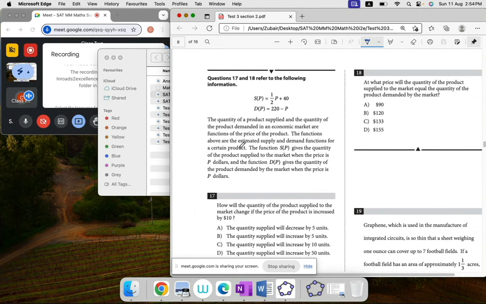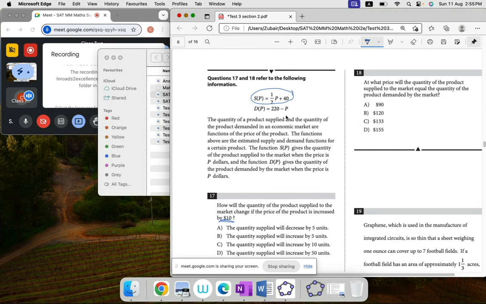Questions 17 and 18 refer to this information. Okay, let's use it. How will the quantity of the product supplied to the market change if the price of the product is increased by $10? The quantity of the product supplied and the quantity of the product demanded, so this is supplied, this is demanded, in an economic market are functions of the price of the product. The function above is the estimated supply and demand of a certain product. The function S of p gives the quantity supplied and D is demanded. So how will the quantity of the product supplied to the market change if the price of the product is increased by 10? So we are talking about this.